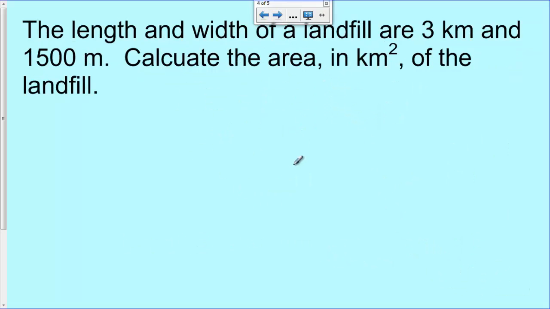And for our last problem, the length and width of a landfill are 3 kilometers and 1,500 meters. Calculate the area in kilometers squared of the landfill. So this question has a few components. Remember that area is length times width. Not to be confused with watts, this is width here.